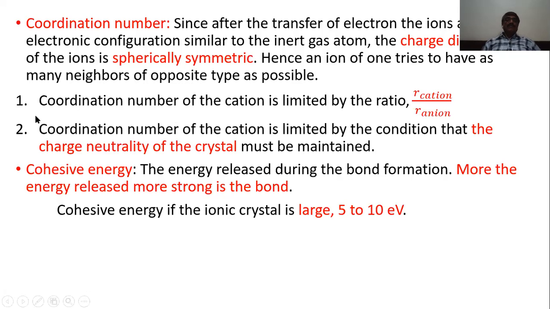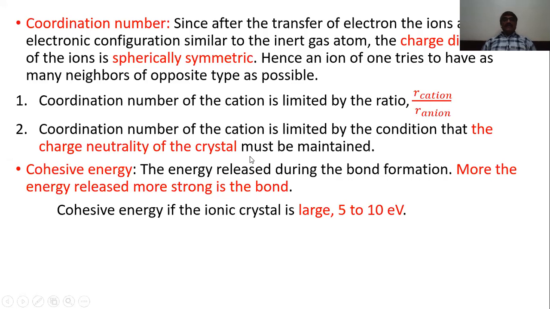Now, there are two criteria in deciding the coordination number. The coordination number is limited. Coordination number of the cation. The cation means the ion that has positive charge. The coordination number of the cation is limited by the radius ratio, that means the radius of the cation to the radius of the anion. So this ratio of radii of cation to anion decides the number of neighbors, the coordination number of the cation.